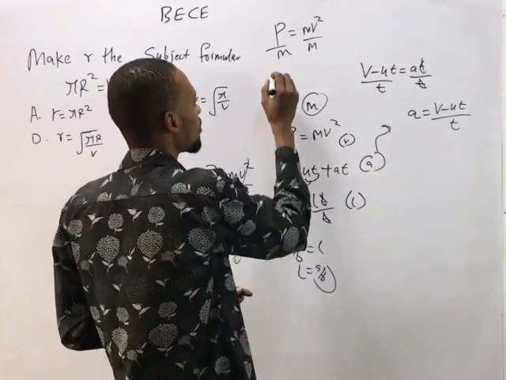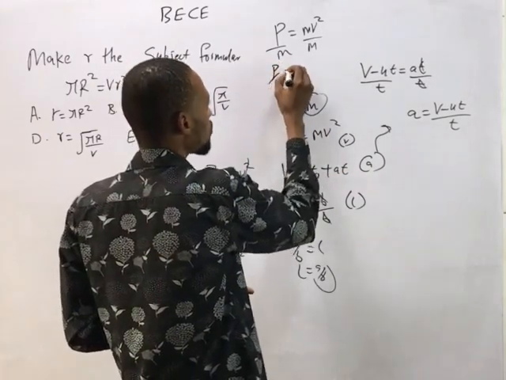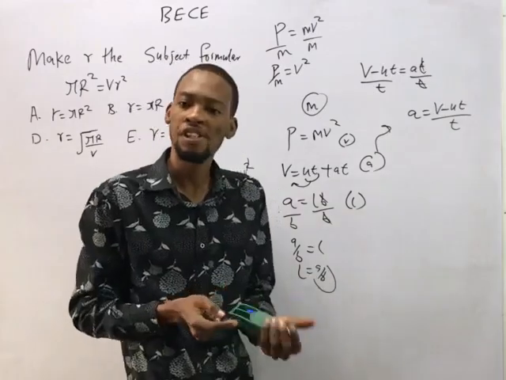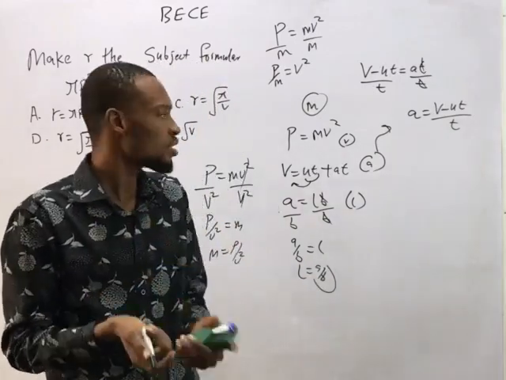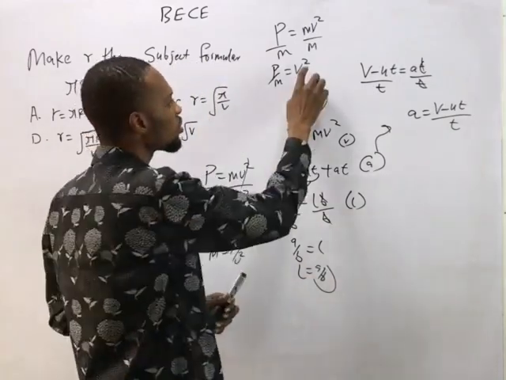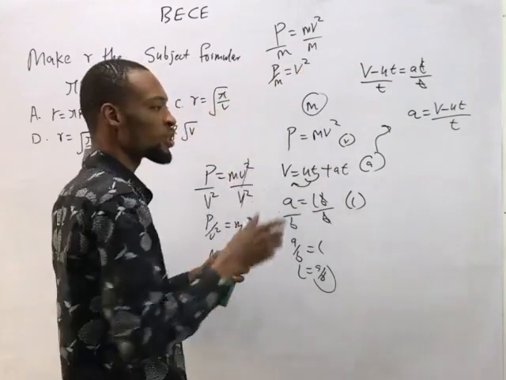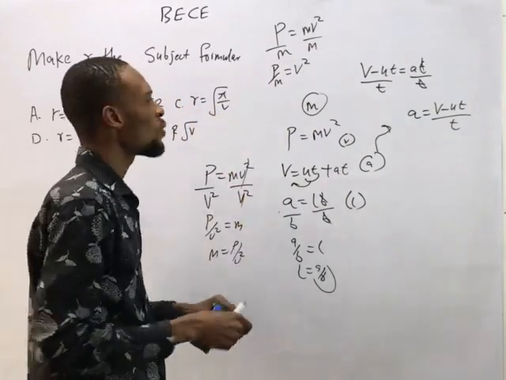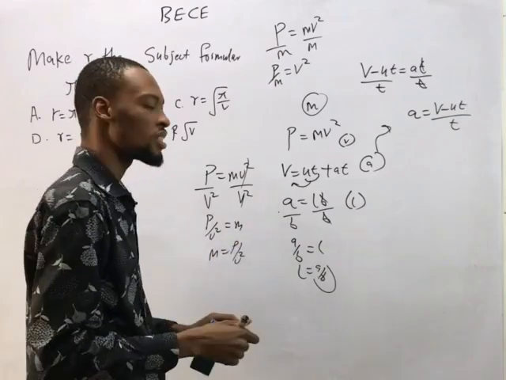So m has cancelled m. P over m here is equals v square. But we are looking for v and not v square. So to remove this square, you look for the square root of both sides. So square root is used to remove square, while square is used to remove square root.